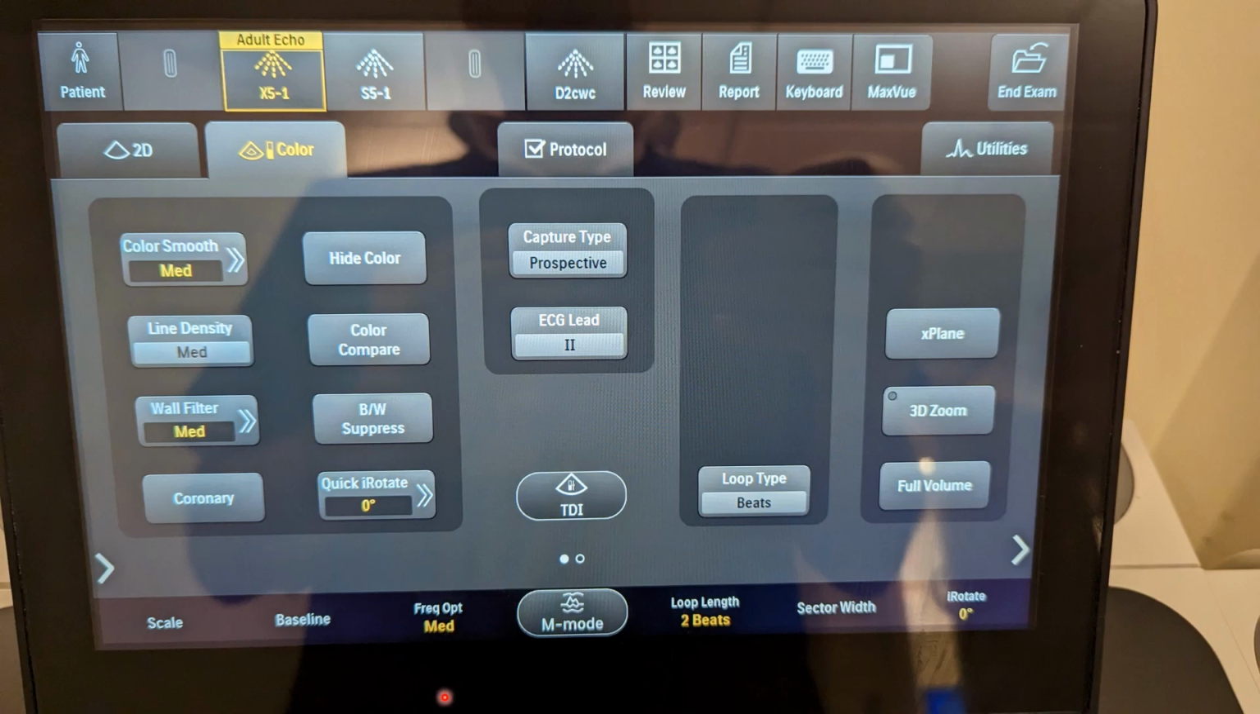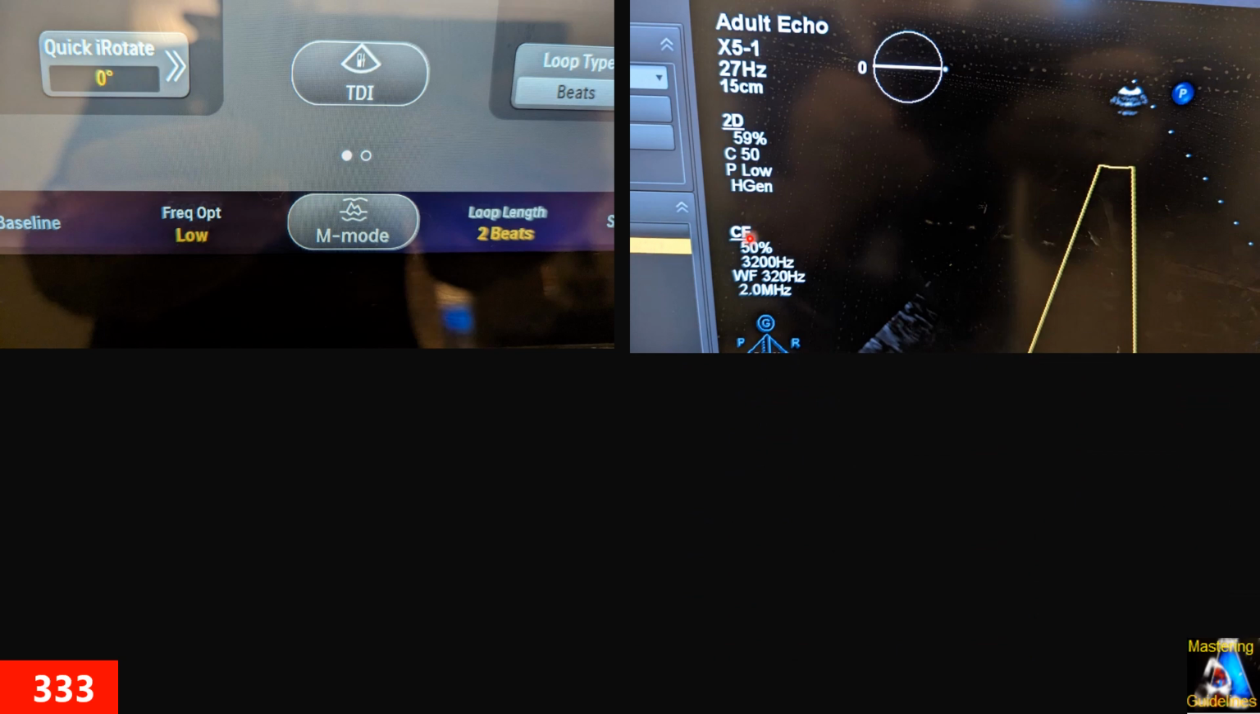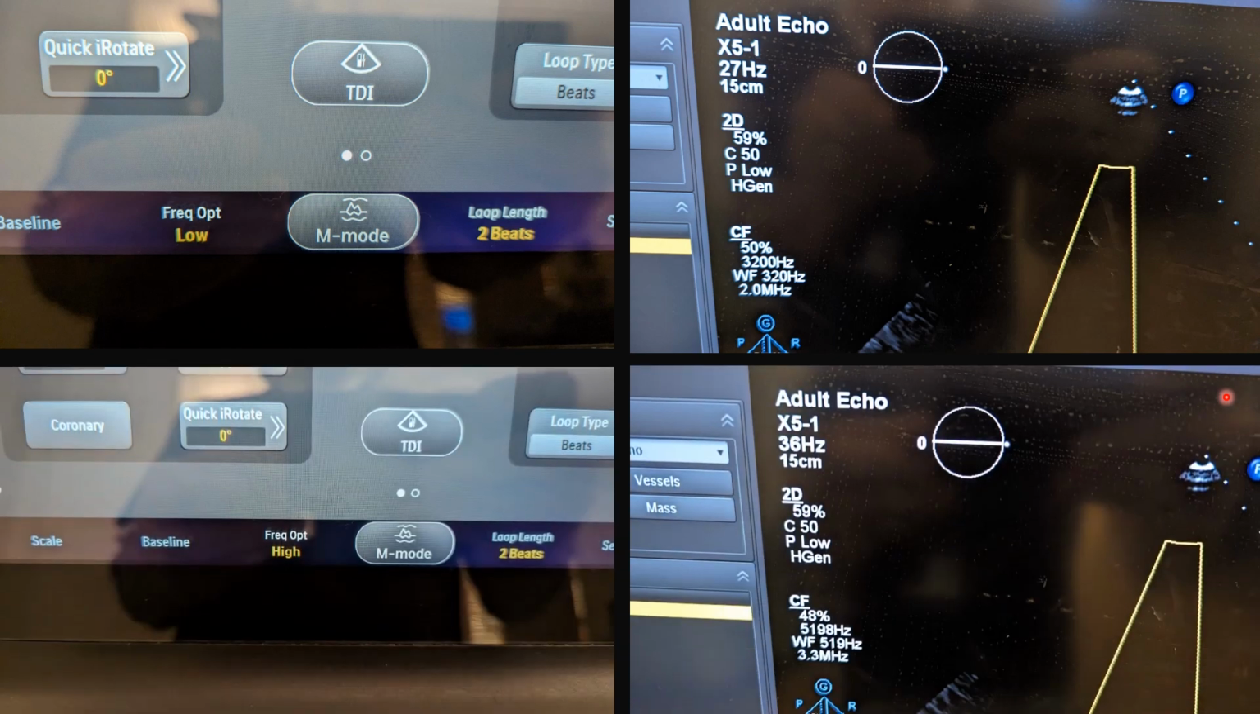Here, the knob below that, we can change to low, medium, or maximum. With this option, the frequency of the sound being sent changes. With low, we have lower frequency and lower wall filter. With higher, we have higher frequency and higher wall filter.